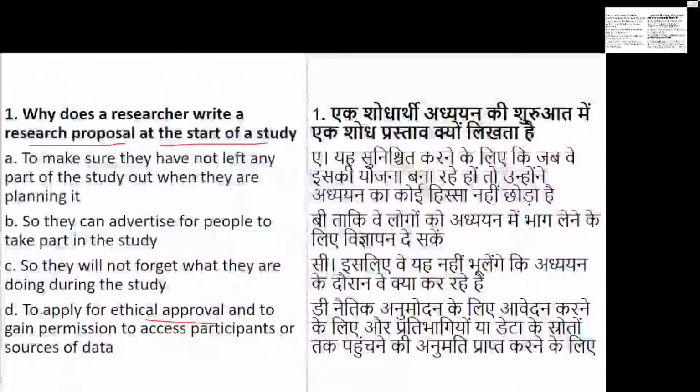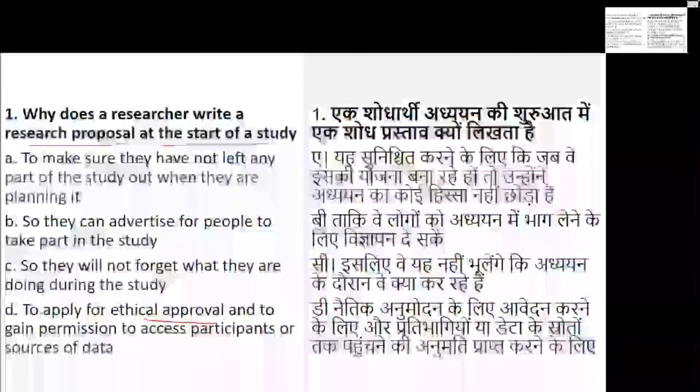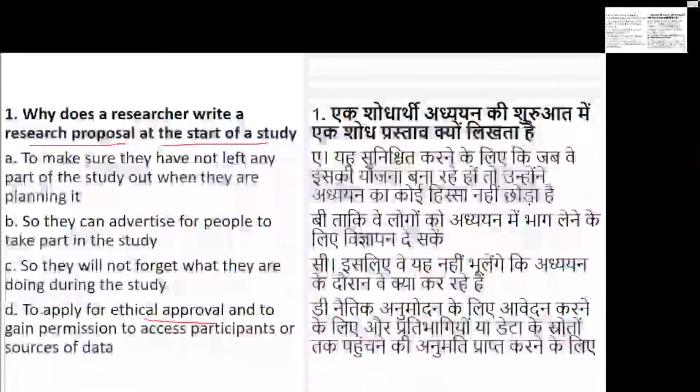Yes, thank you, Shrinu. Shrinu has already started answering. I'll just wait for everyone to read the question once again and come to the answer. Yes, so what are we talking about? We are talking about the research proposal. A research proposal is written by the researcher at the start of the research study. The reason is what? There are 4 options given. Out of these 4 options, you are supposed to select one appropriate option.